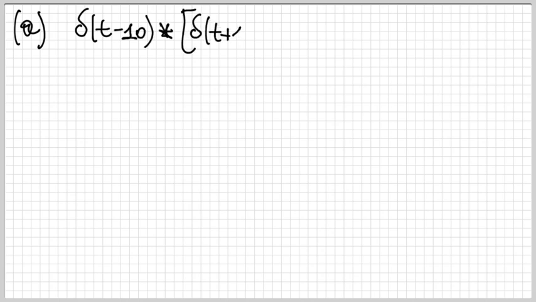In part A of this exercise, we need to calculate the convolution between delta of t minus 10, which is a delta centered in 10, and this expression in square brackets, which is delta of t plus 10 plus 2 e to minus t u of t. So how to do that?